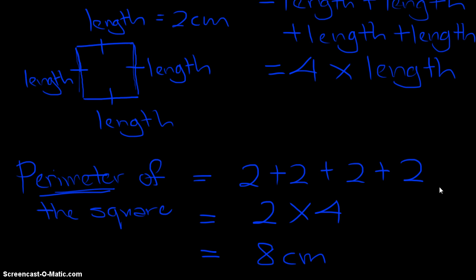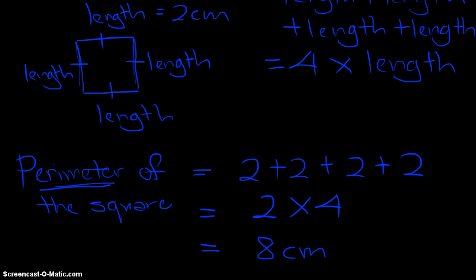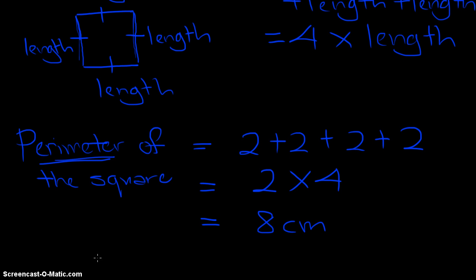To make it simpler, you don't want to add so many times, right? You can just do 4 times 2 or 2 times 4, which gives you 8 cm, 8 centimeters. So it means that the perimeter of the square is 8 centimeters.